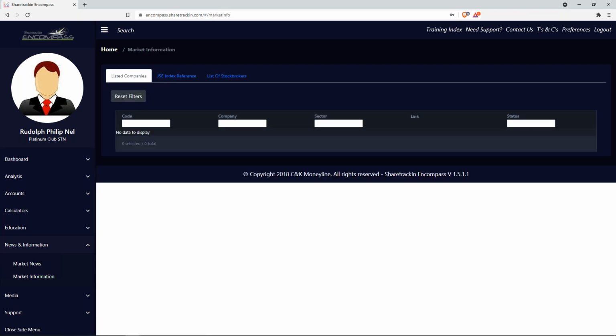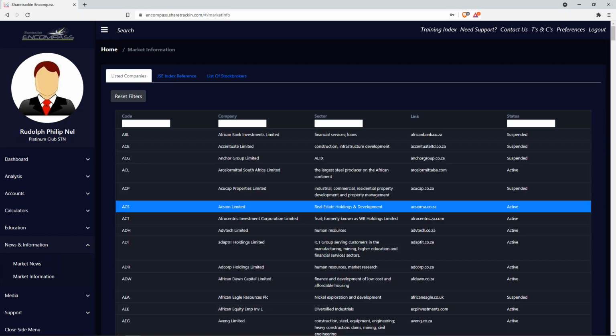Then market information will give you all the information on certain shares, for instance, what shares are currently still active, what shares are suspended, what the website links are for those shares, with the code, the company, and the sector or sectors that they trade in. If a share shows suspended, then you can't trade or invest with it. It means that it does not exist on the JSE anymore.